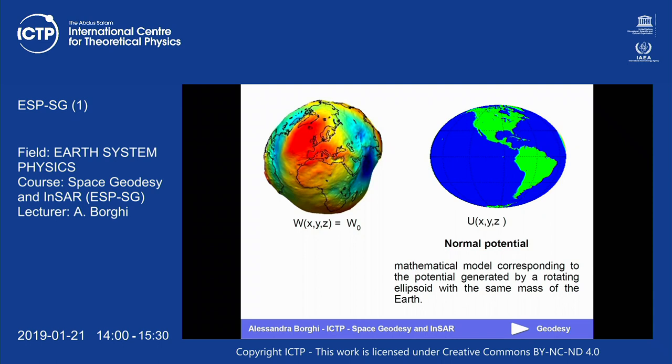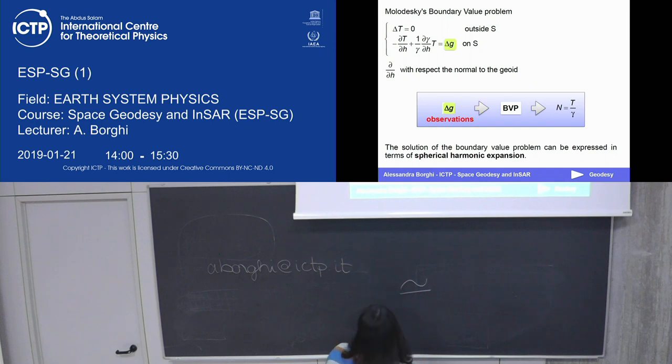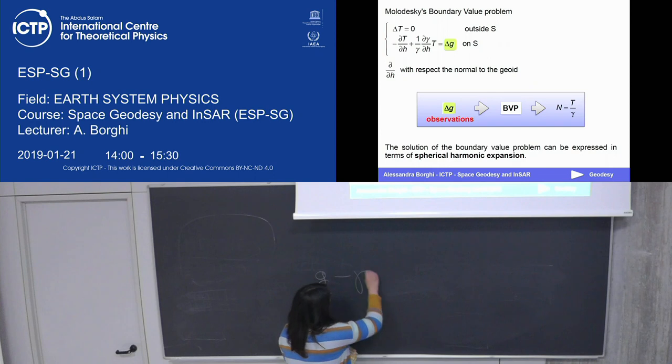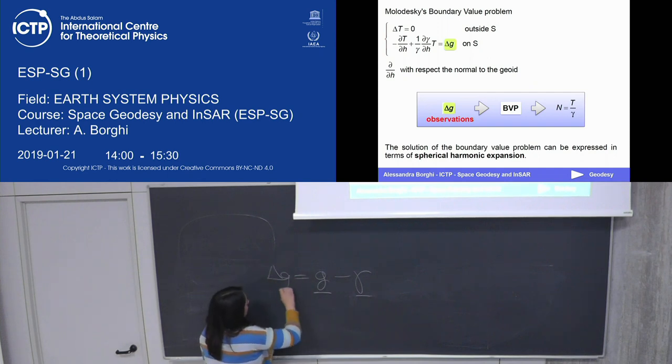One is irregular, the true gravity field, and the other one is very smooth and regular, due to the ellipsoid. Okay. It's important what happened. Usually we observe gravity anomaly. We have seen it before. We observe this field on the Earth, and reducing for the normal gravity, we obtain the gravity anomaly.